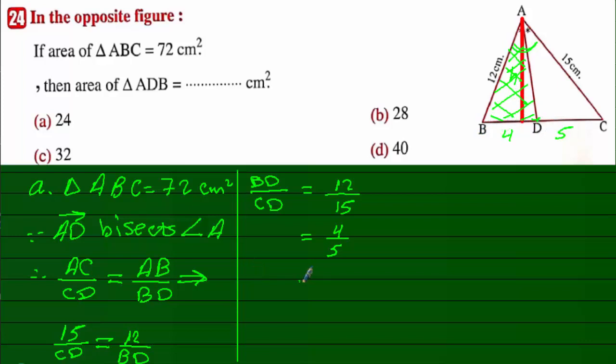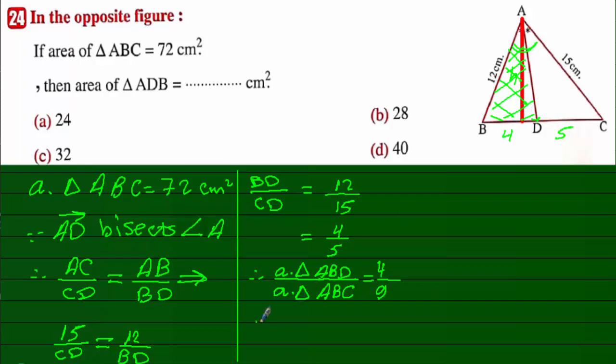And here, area of triangle ABD over area of triangle ABC equals 4 over 9. Okay, and also you can deduce that the ratio between the area of triangle ABD and ACD equals 4 to 5, because their bases are on the same straight line and have the same height.